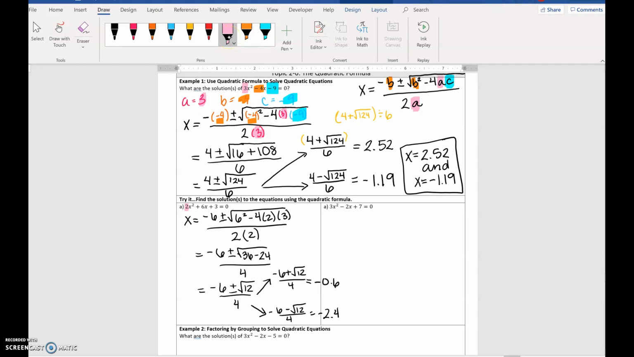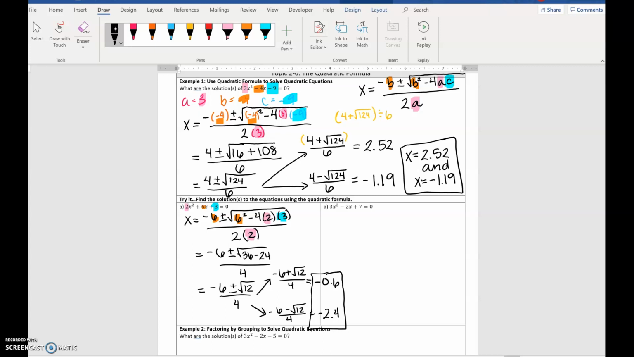So A was 2, so it went in here and here. And B was 6, and so that went here and here. And C was 3. And then I just went ahead and simplified. And so our two answers are the negative 0.6 and the negative 2.4.